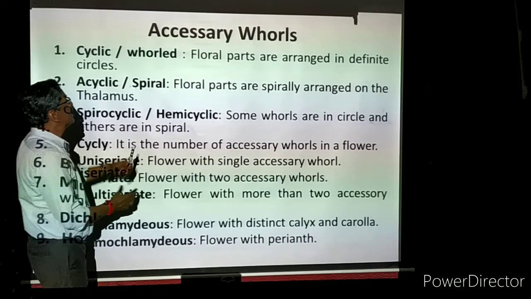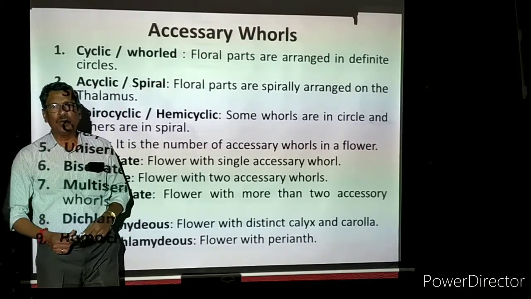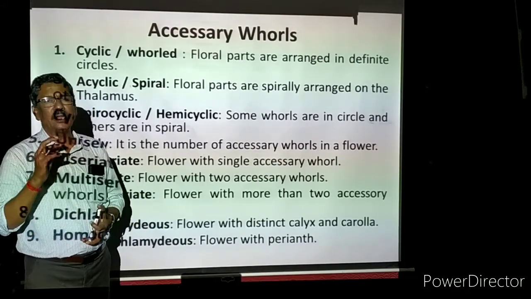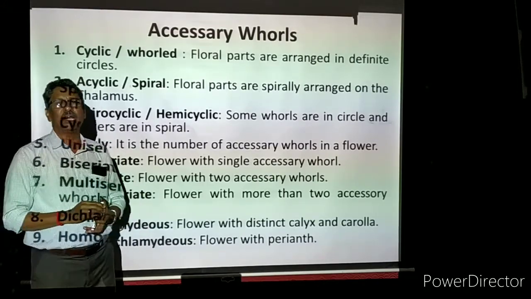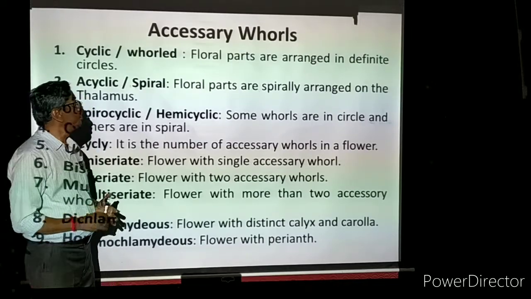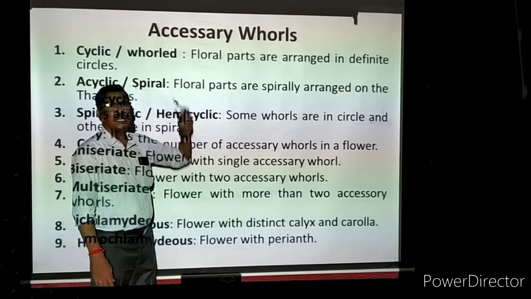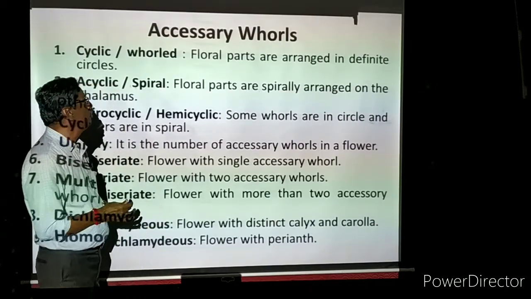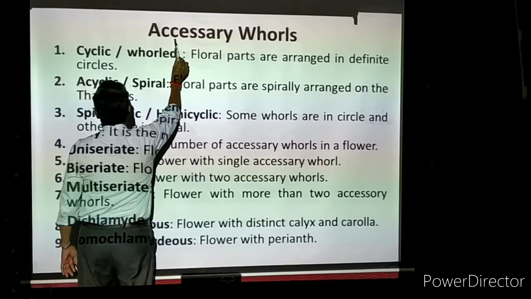Now, accessory whorls. Already we have studied about essential whorls. Essential whorls means what? Very, very important. Here, there is androecium and gynoecium, because they are involved in reproduction. Accessory whorls means these are the whorls which are not involved in reproduction. That is called the accessory whorl.